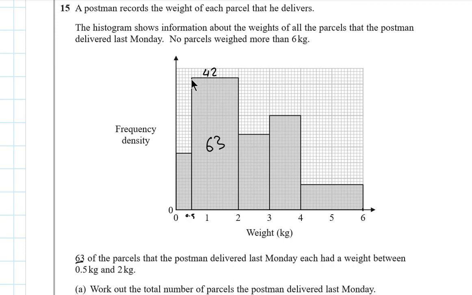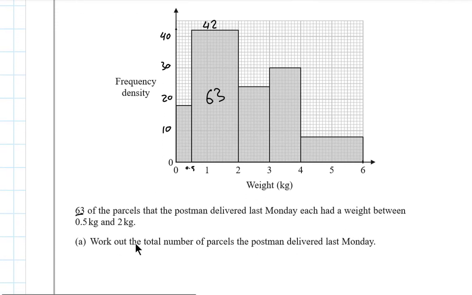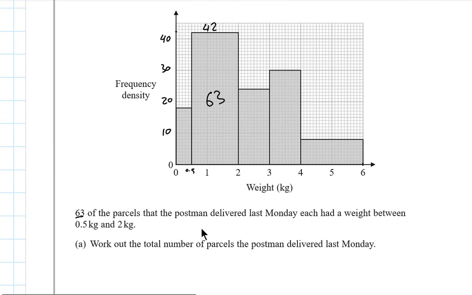This bar height should be 42. We have 2 small squares here and 4 big squares here. So each big square represents 10, and this is 40. This is 30, and here we have 20, and this is 10. So we can get all the parcels' weight. The question said work out the total number of parcels.